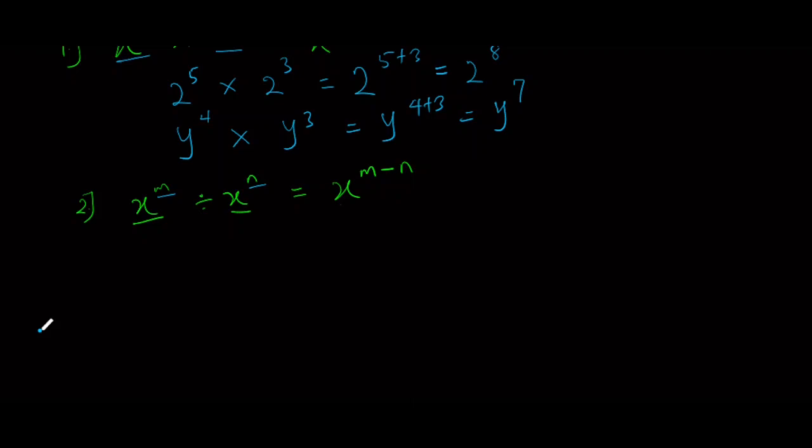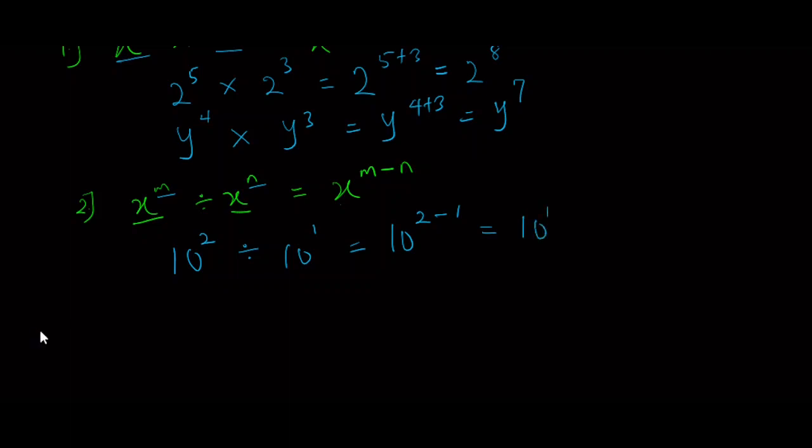For example, we have 10 raised to power 2 divided by 10 raised to power 1. Let's say pick one of the base, 10, and we have 2 minus 1. That gives us 10 raised to power 1.